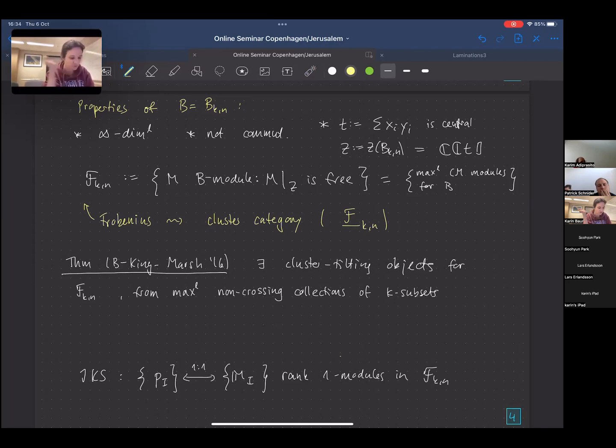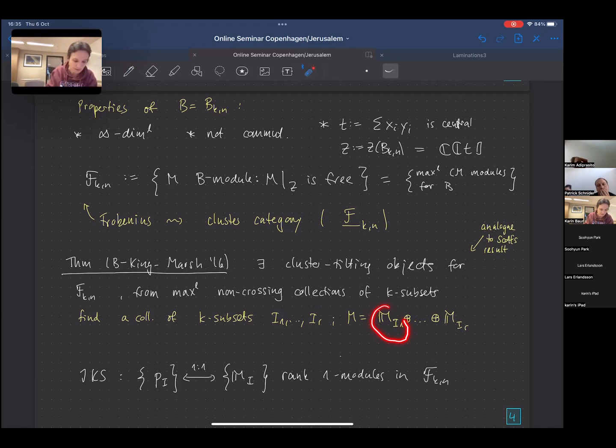What we showed in work with King and Marsh is that this category has nice cluster tilting objects, which was one of the ways to show that it's a cluster category. And it's an analog to Scott's result. We can find a collection of K subsets, I1 up to IR, and the module for each of them, and take the direct sum. And that gives me a cluster tilting object, which is sort of that seed I had for the cluster algebra. Okay, I'm not going to explain much more about this.